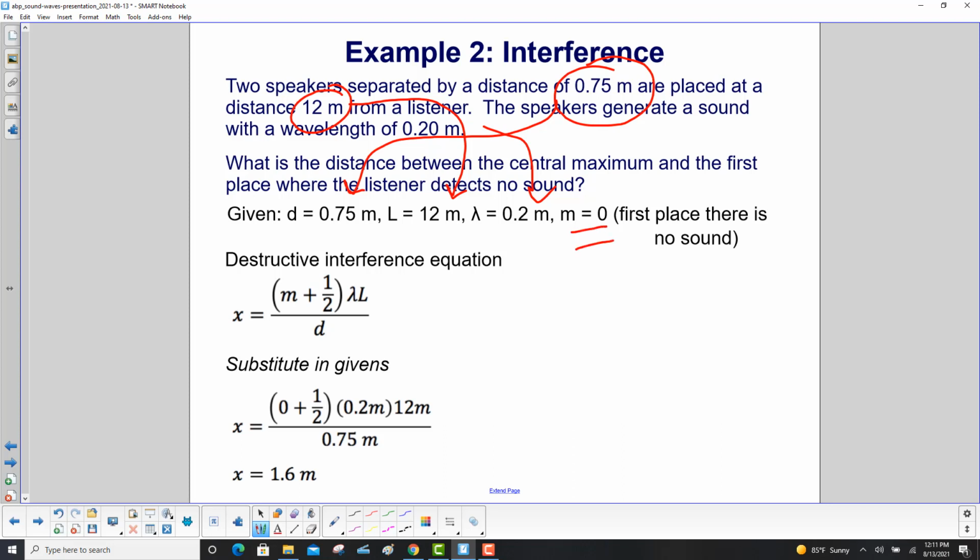This time you do m is equal to 0. The first place where you hear a sound away from the central maximum, you use m equals 1. But this time we use m equals 0 because we're looking for the first minima, or destructive interference. Here's our equation. We substitute in for m, 0, calculate it, and we get 1.6 meters from the center line.